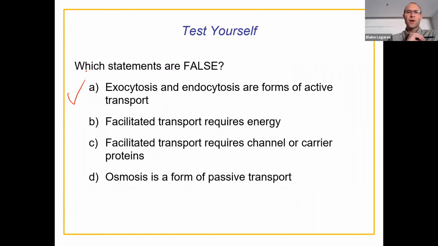B: facilitated transport requires energy. No, it does not. By definition, facilitated transport is a type of diffusion, which means it does not require energy. So this one is false. C: facilitated transport requires channel or carrier proteins. Yes, that's what's facilitating the facilitated transport. So that one is good. And the last one, D: osmosis is a form of passive transport. Yes, it does not require energy. So all are good except for B.